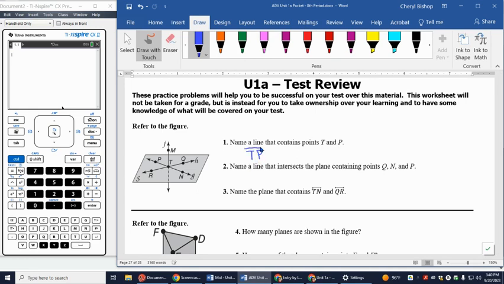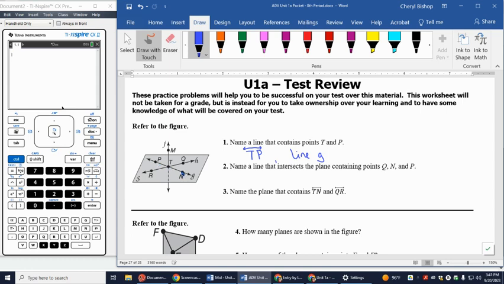Capital T, capital P with an arrow through it. Or PT, either way. But if I look at the picture and I see where P and T are, it's this line that's going downhill, this negative sloping line, that has a little lowercase g on the end of it. So I can call it line g. That line also has a T on it, so I could also call it line PT or TP or TN. Oh, sorry, it also has an N on it. TN, NP, NT, right? Any combination of P, T, and N, you can pick any 2 letters.